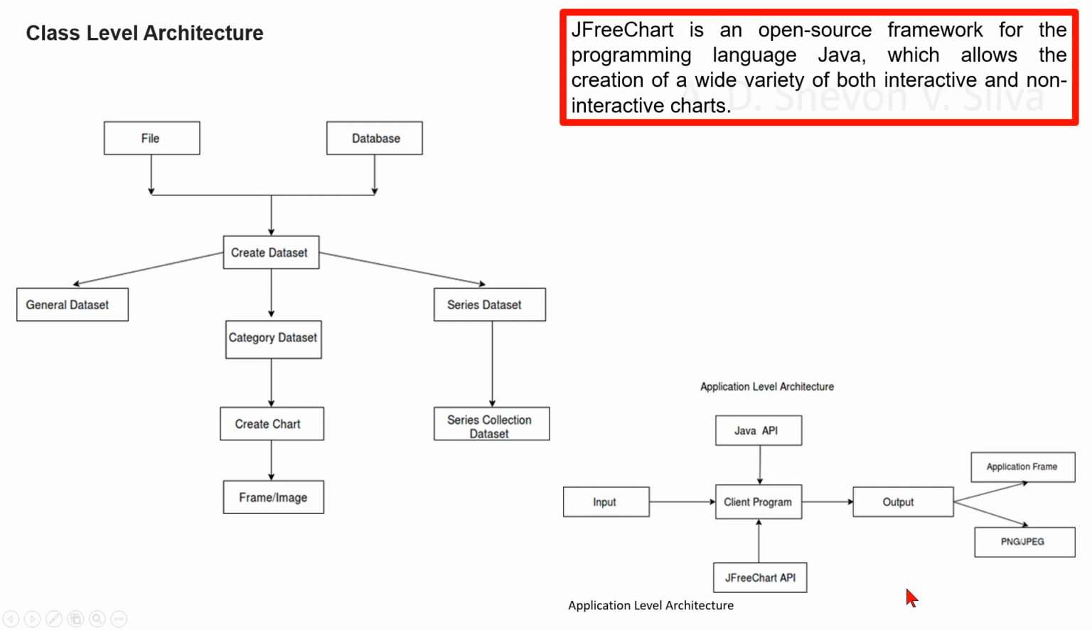Here you can see application level architecture. Application level architecture shows the location of JFreeChart library in a Java application. Here the user data is received by the client program.